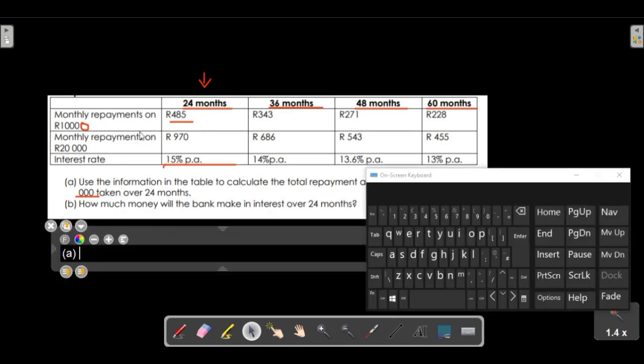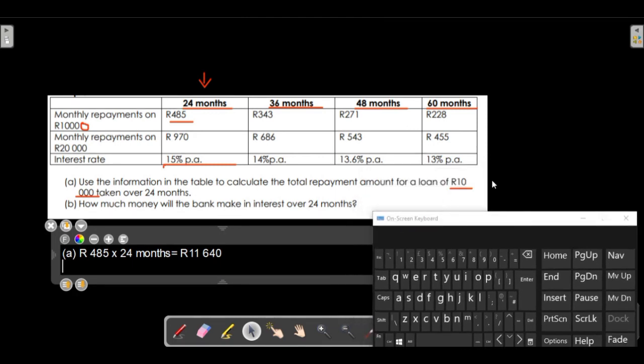Remember, you are given the monthly repayment, which is 485 rands. So it's 485 rands that you're going to pay each and every month, and you're going to pay it over 24 months. You just basically multiply those two, and you should be able to get 11,640 rands. So that is the total repayment of that 10,000 taken over 24 months.